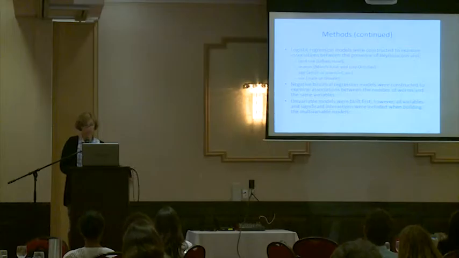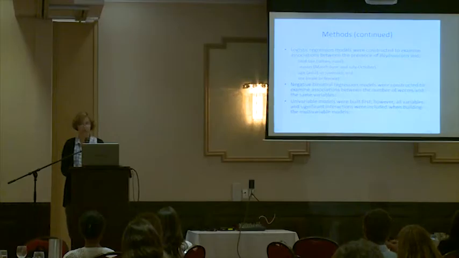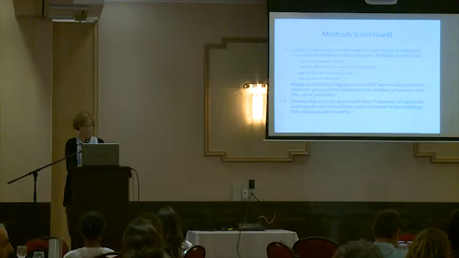We used negative binomial regression models to look at associations between the number of worms and the same variables. And we built all these univariable models first, but all variables and significant interactions were included in the final multivariable models when we were building them.